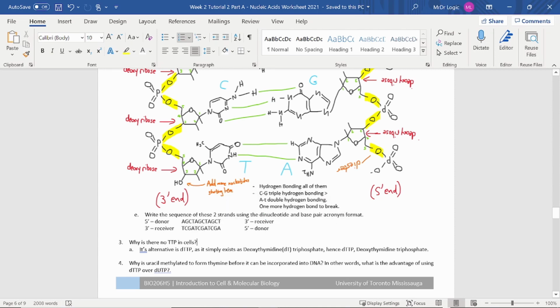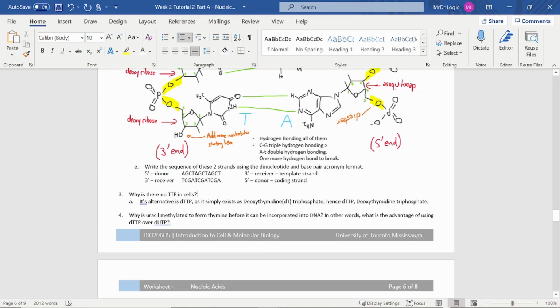So, the coding strand and then the template strand. The template is, I believe, this, and then this is the coding strand. You know what? I should make that clear. Template strand, coding strand. Okay.